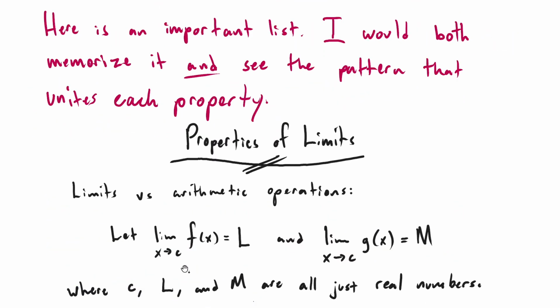To begin, let's presume that we have two limits for these two different functions as they approach the same value c. So let the limit of f of x as x approaches c be equal to L, and let the limit as x approaches c of g of x be equal to m. We're going to presume here that c, L, and m are just real numbers. We're going to see in the next video what to do if c is infinity or if L or m are infinity. For right now, just think of them as regular old finite numbers.